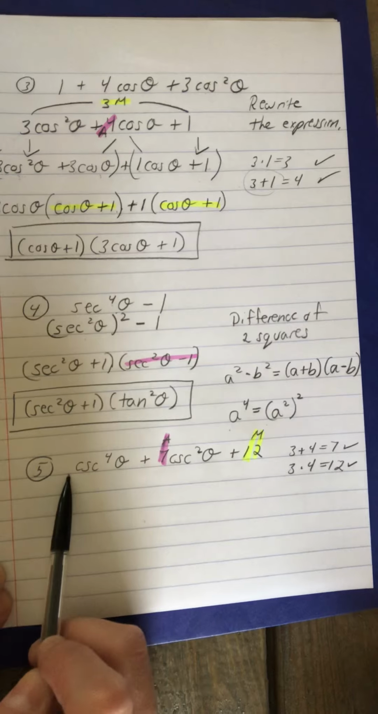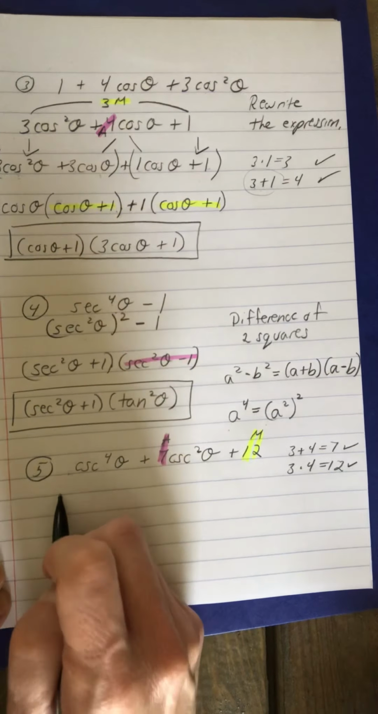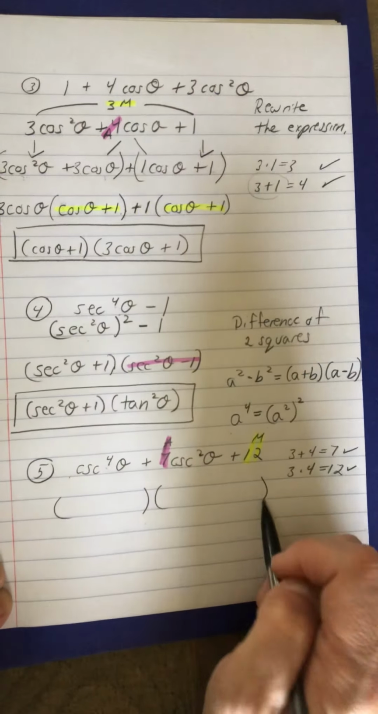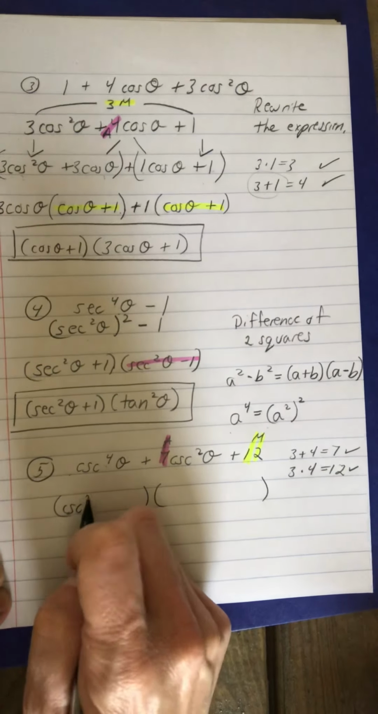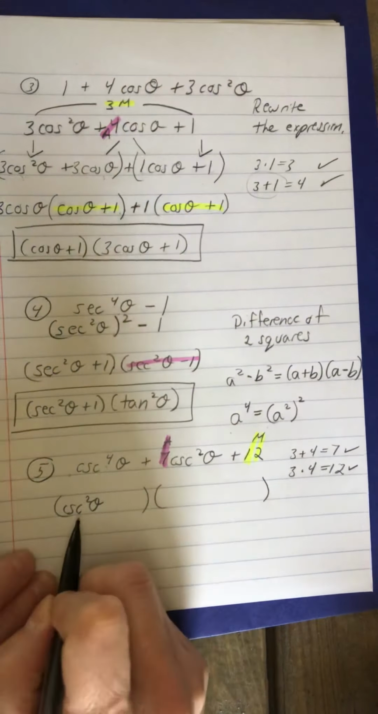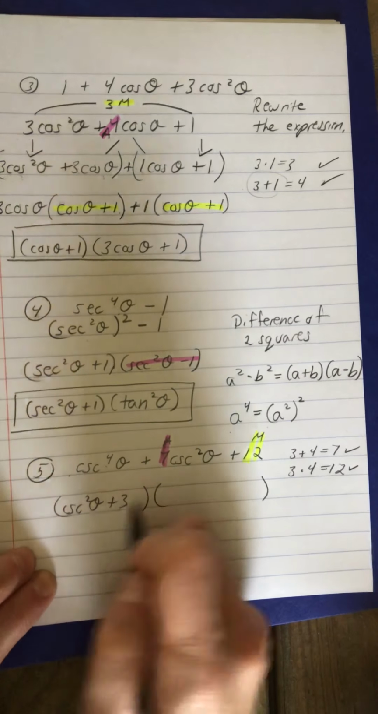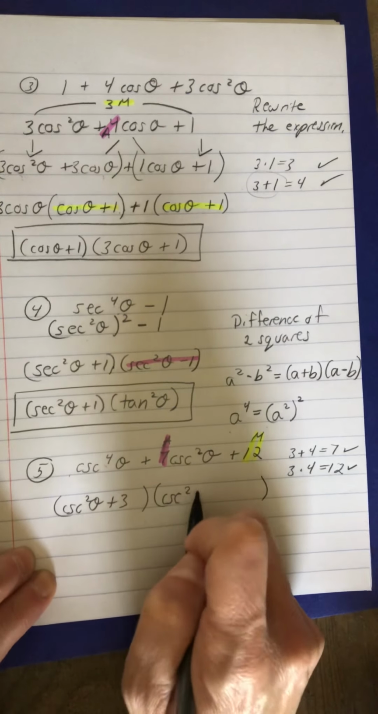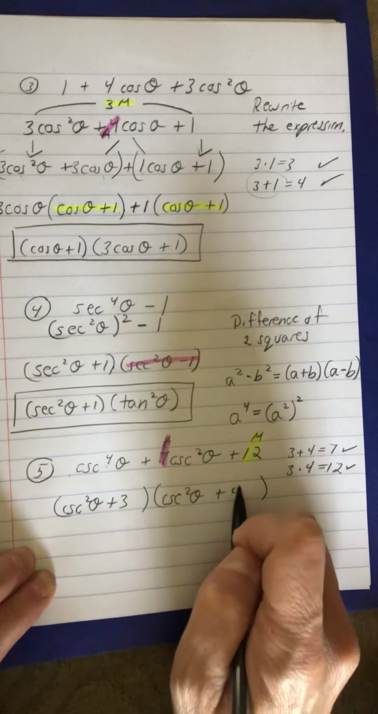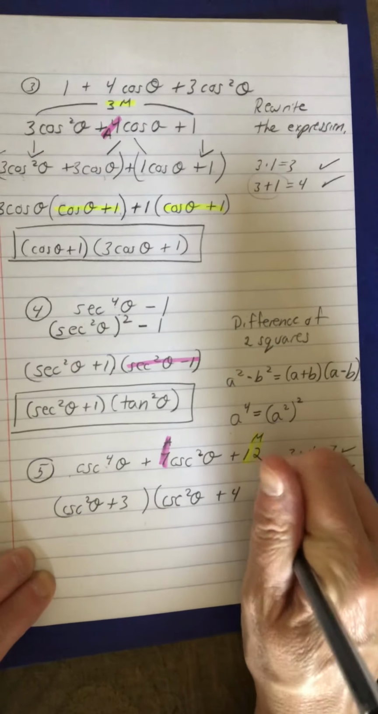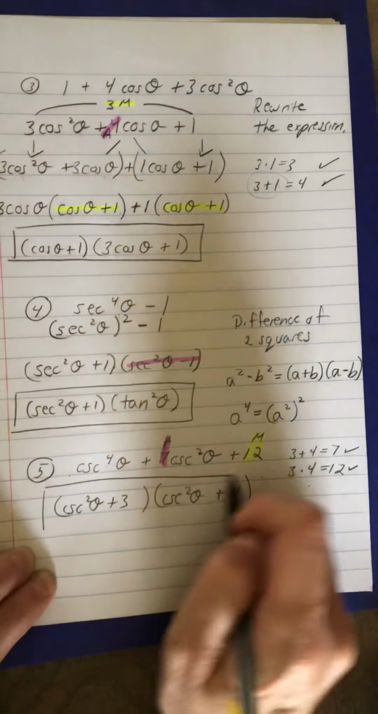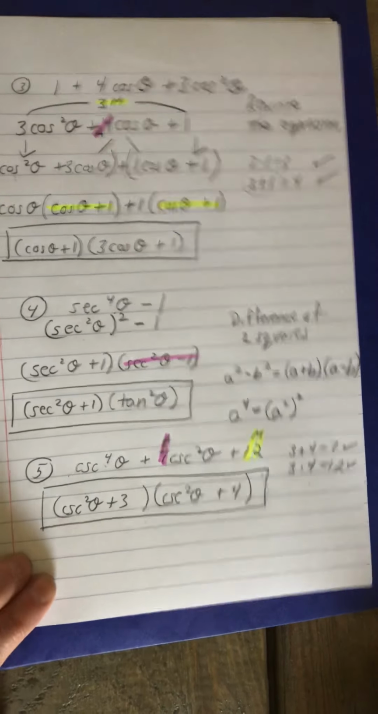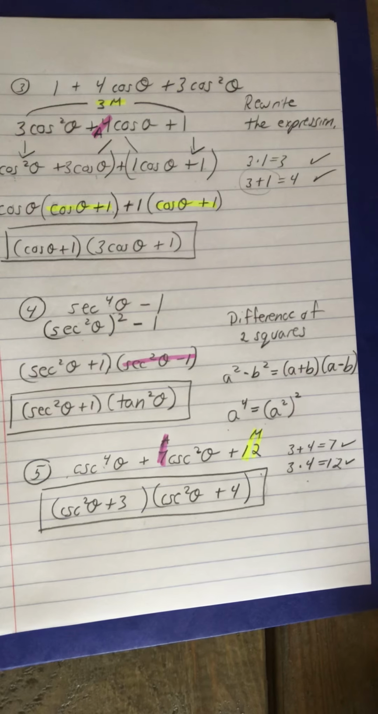But the only difference is because we have a 4th here, instead of a binomial starting with just a cosecant, it's going to start with a cosecant squared theta. So it'll be cosecant squared theta plus 3 and cosecant squared theta plus 4. And we would be done here. The reason why is that these are not on our cheat sheet. They are not Pythagorean identities. We are done and in factored form.